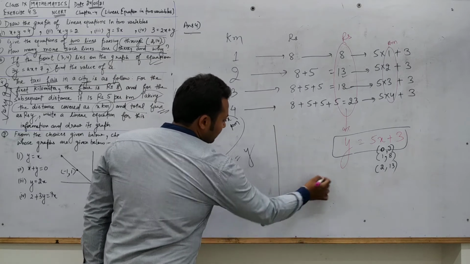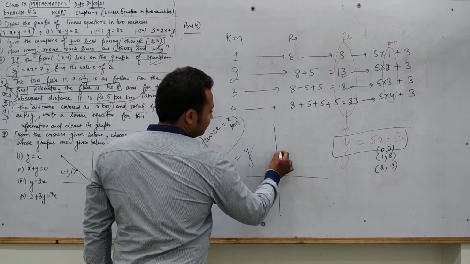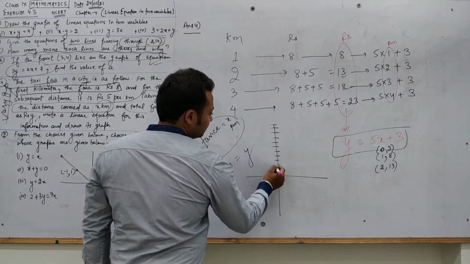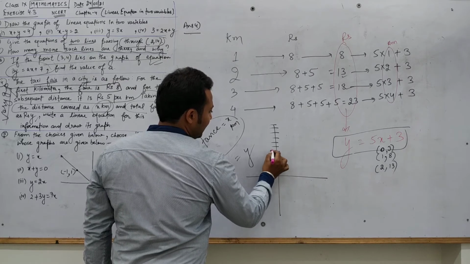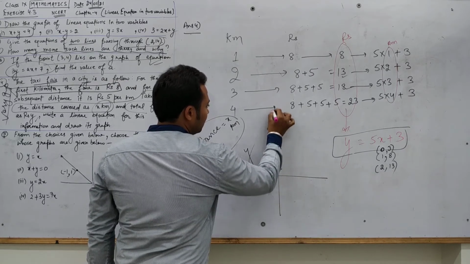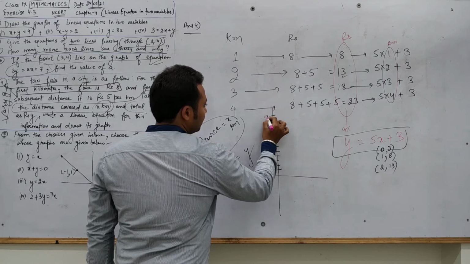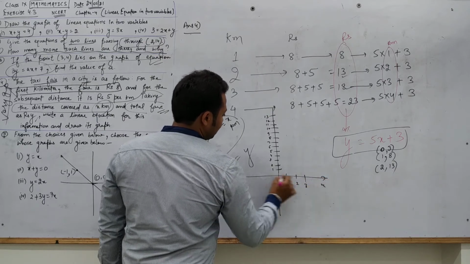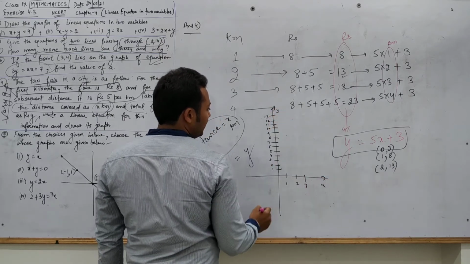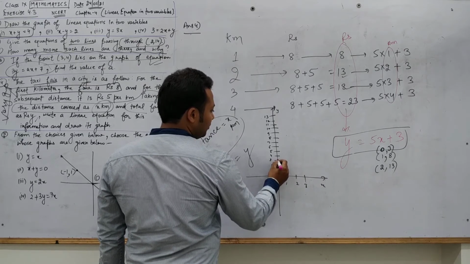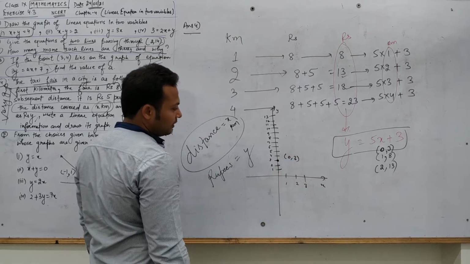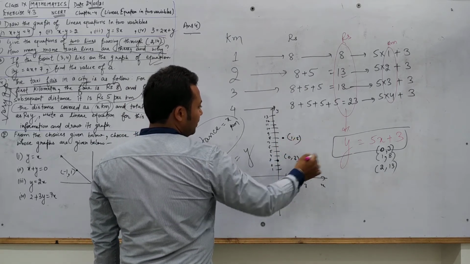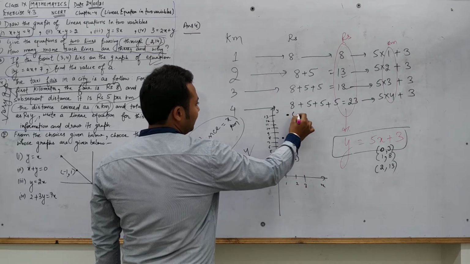Okay, take this. One, two, three, 4, 5, 6, 7, 8, 9, 10, 11, 12, 13. Okay, 1, 2, 3. This is the x-axis, this is the y-axis. Our first point is 0, 3. When x is 0, the value of y is 3. Next point is when x is 1, the value of y is 8. Next point is when x is 2, the value of y is 13.